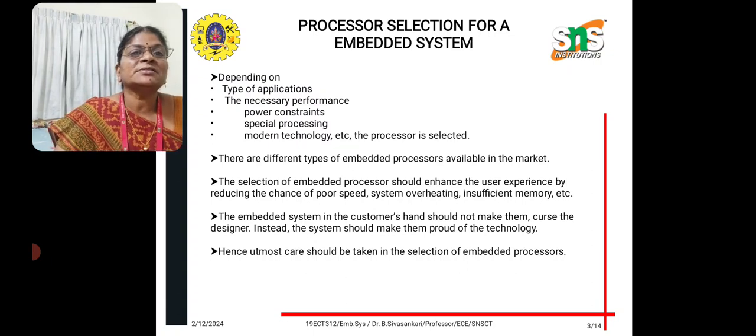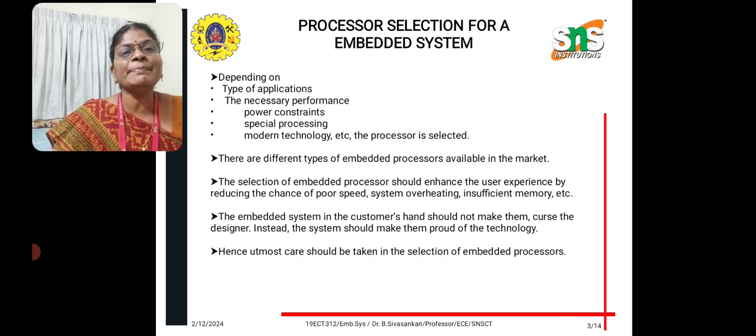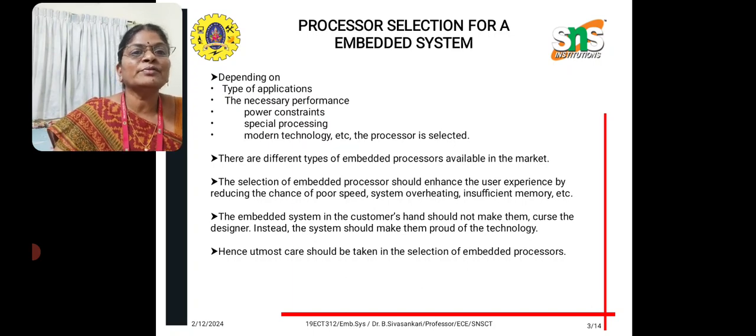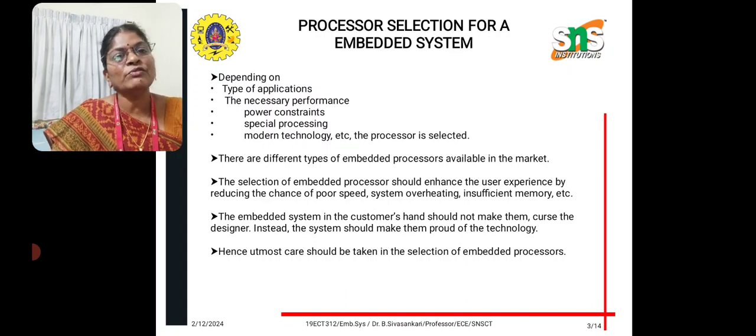The major factors that we depend on to select a processor are the type of application, necessary performance, power constraints, special processing, and modern technology. There are different types of embedded processors available in the market. The selection of embedded processors should enhance the user experience by reducing the chance of poor speed, system overheating, insufficient memory, etc. The embedded system in the customer's hand should not make them curse the designer. Instead, the system should make them proud of the technology. Hence, utmost care should be taken in the selection of an embedded processor.